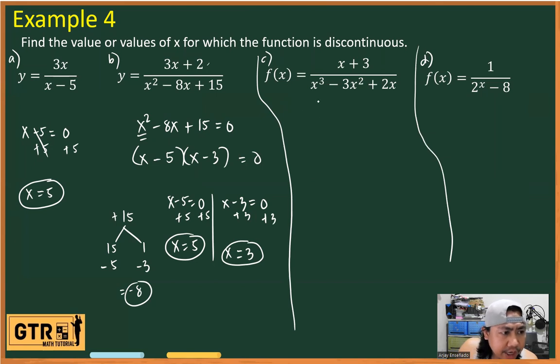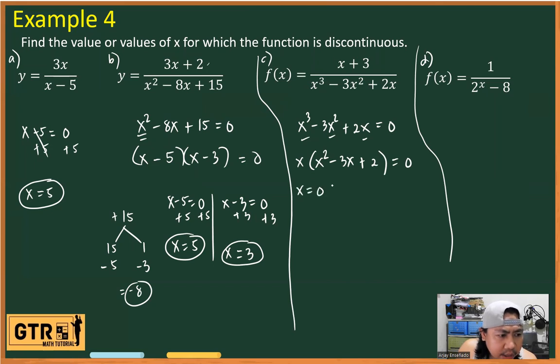For letter C, just solve the zero of the denominator: x cubed minus 3x squared plus 2x equals 0. Just factor. All the terms have x, so factor out x, just subtract 1 from the exponent. So we have x squared minus 3x plus 2 equals 0. So therefore, one of the factors is x equals 0, and then solve for the other factors. We can use factoring: x squared minus 3x plus 2 equals 0.